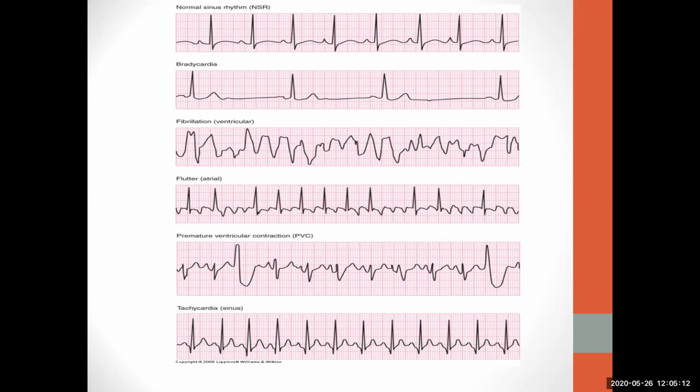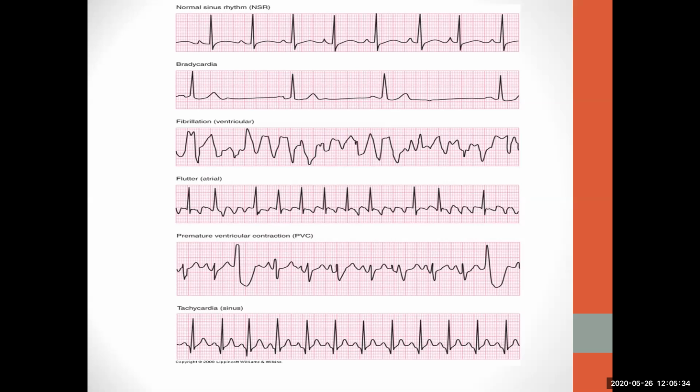Remember bradycardia. Brady is going to be slow, so the heart rate is slower. Fibrillation is what we consider a chaotic rhythm that's not compatible with life. So eventually that heart's going to stop. And flutter, atrial flutter: in between our QRSs, it's like a sawtooth pattern.